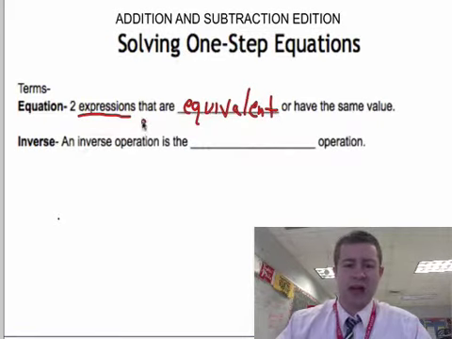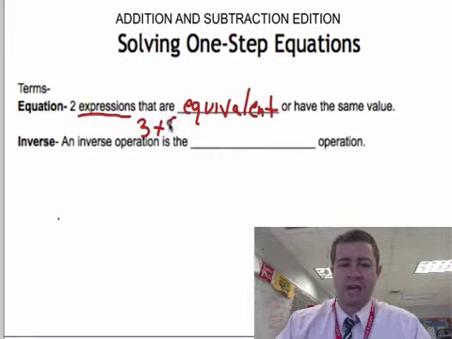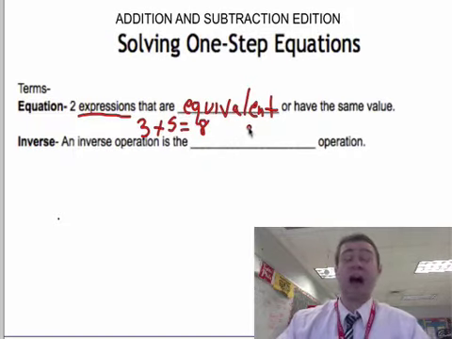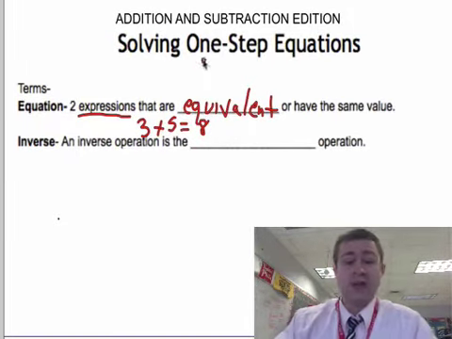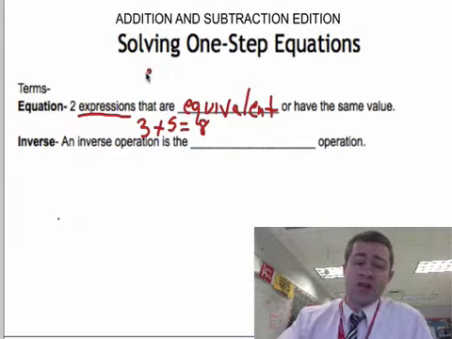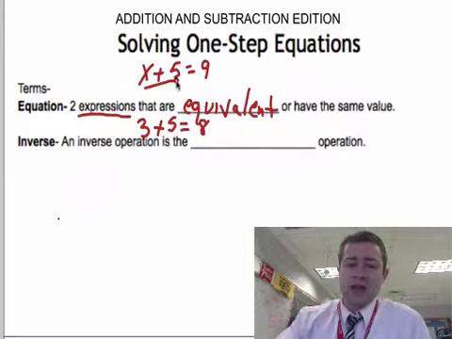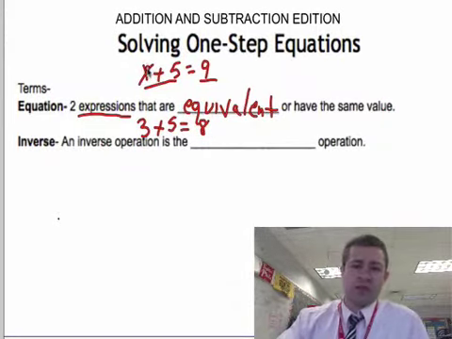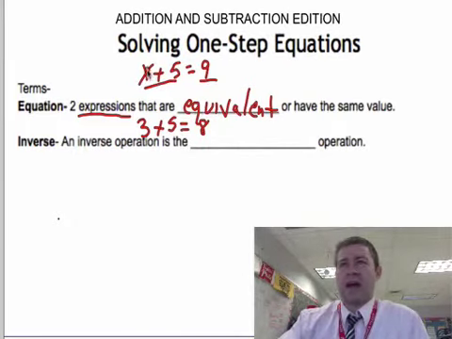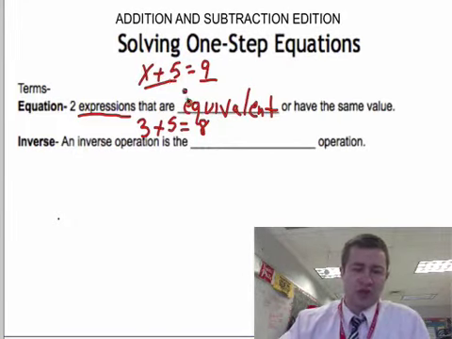And so if I have something like 3 plus 5, in order for it to be an equation, it must equal 8, because 3 plus 5 is 8, so 8 equals 8. Both sides are equal, okay? So when we're thinking about one-step equations, an example of that would be x plus 5 equals 9. This side must be equal to this side. And in order for that to happen, x must be a particular value. Our goal is to figure out what x is, and we're going to talk about a strategy to do that.